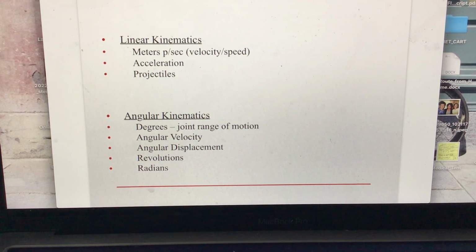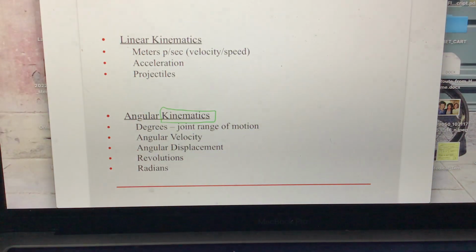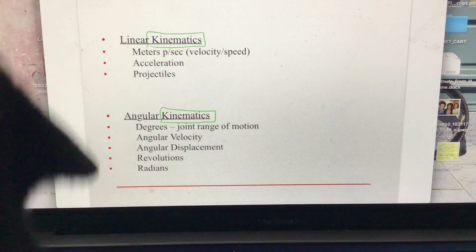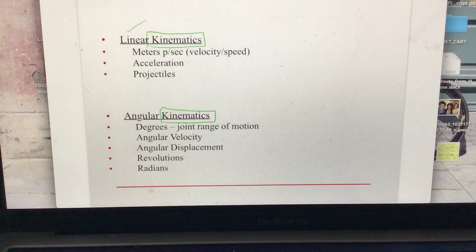And that's where we come to this. Linear kinematics. So kinematics, remember, is a description of motion. I said I was going to go ahead, but I didn't, so I acknowledge that. But we're just going to keep going forward here. Kinematics is a description of motion. Linear, in one direction at one speed, description of motion. Angular, moving around an axis at different speeds, description of motion.